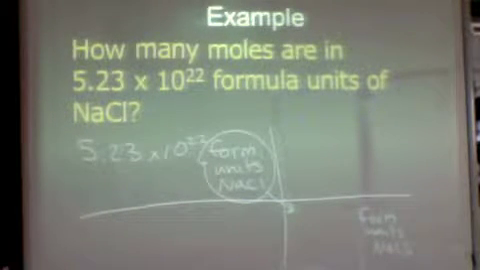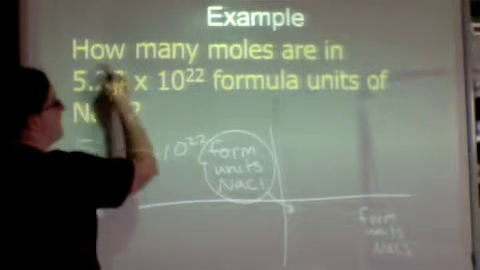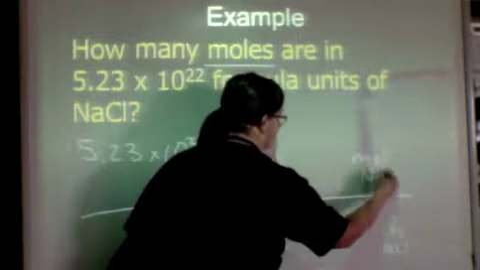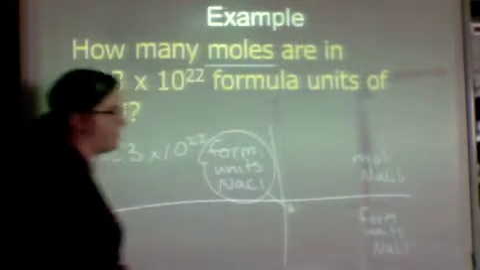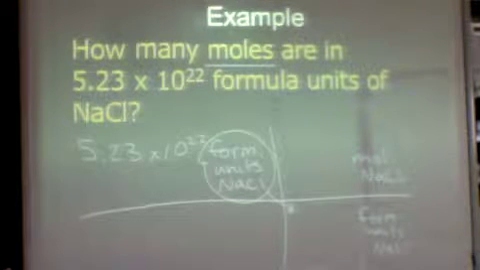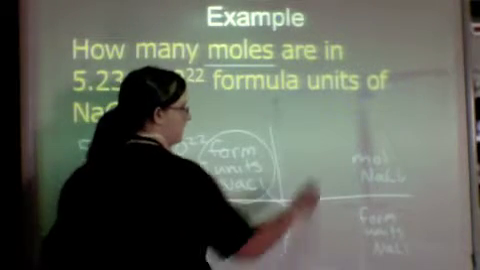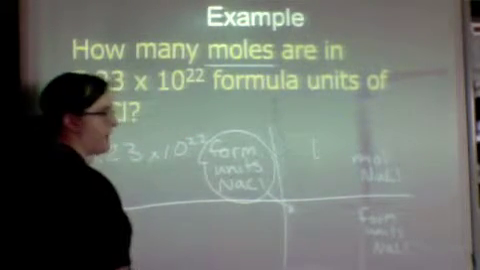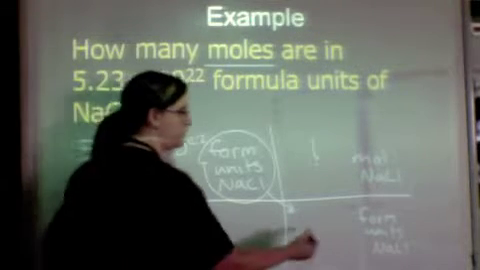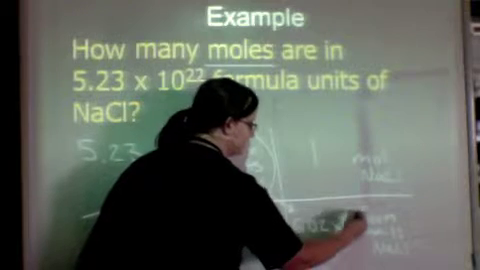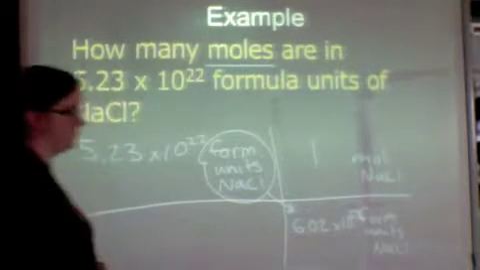And then whatever you're trying to get to goes on top. So what are we trying to get to? It's asking how many moles. So we're going to put moles of NaCl on top. And then using that same conversion that we've learned so far, we're going to plug it in. So what goes with moles in that conversion? 1 mole equals how many formula units? Formula units is a type of particle, so that's where our 6.02 times 10 to the 23rd goes.